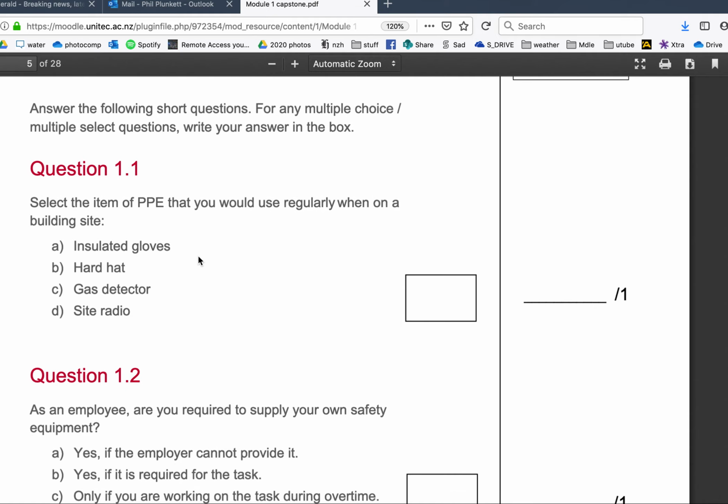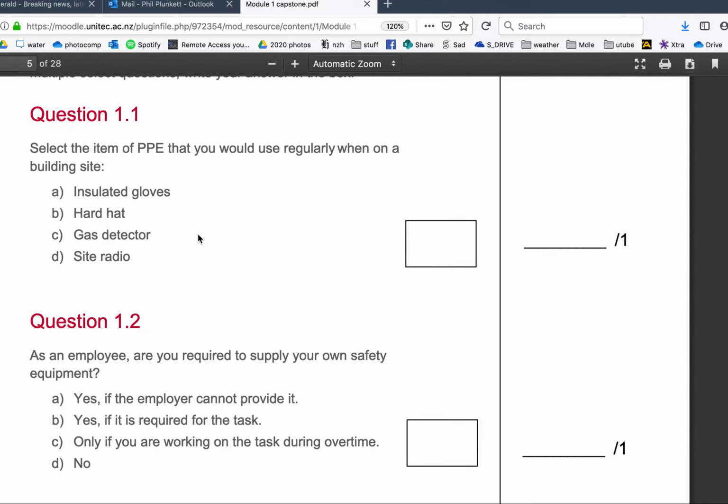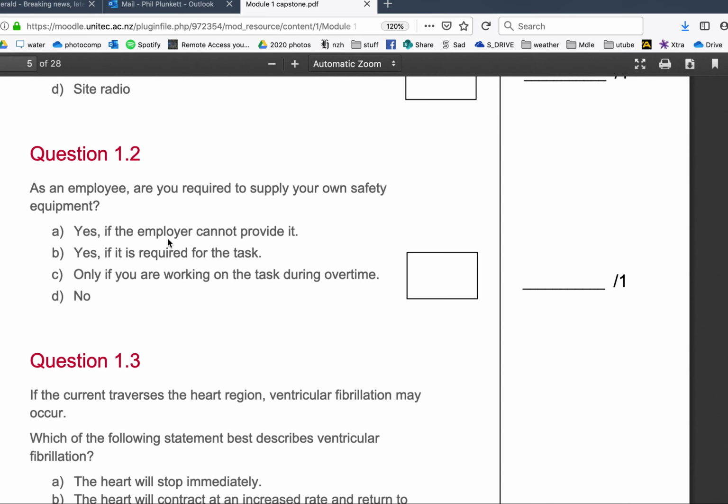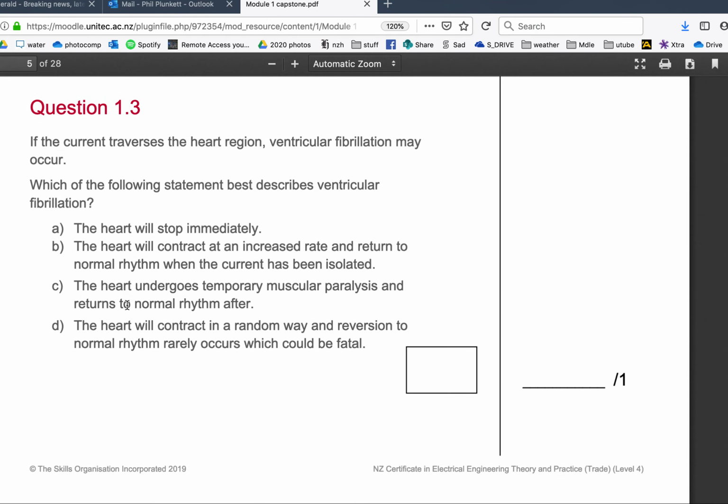Okay, select the item of PPE that you regularly use on a building site. If you're on a building site, the one you're going to regularly use is this one here. Almost 24/7 you're going to be wearing a hard hat. As an employee, are you required to supply your own safety equipment? As an employee, that means you're the employee. Are you required to own safety equipment? No. Your employer must provide all your safety equipment.